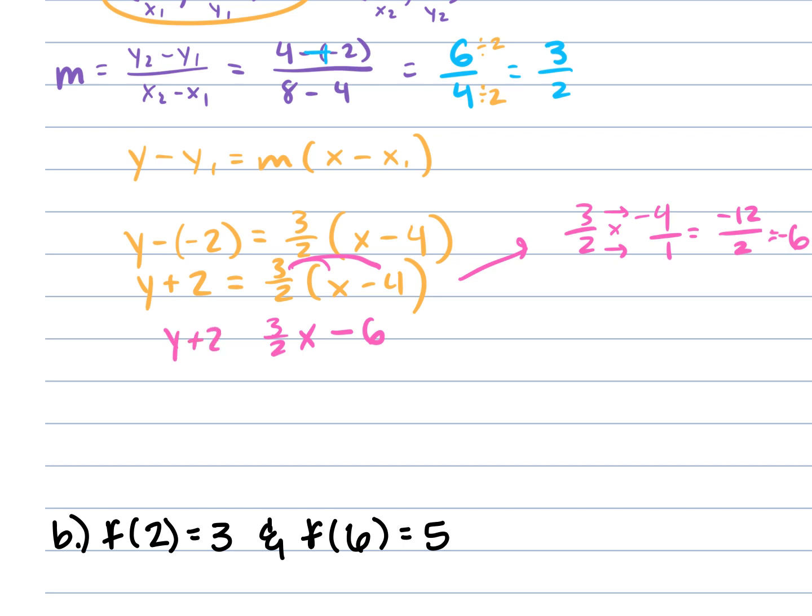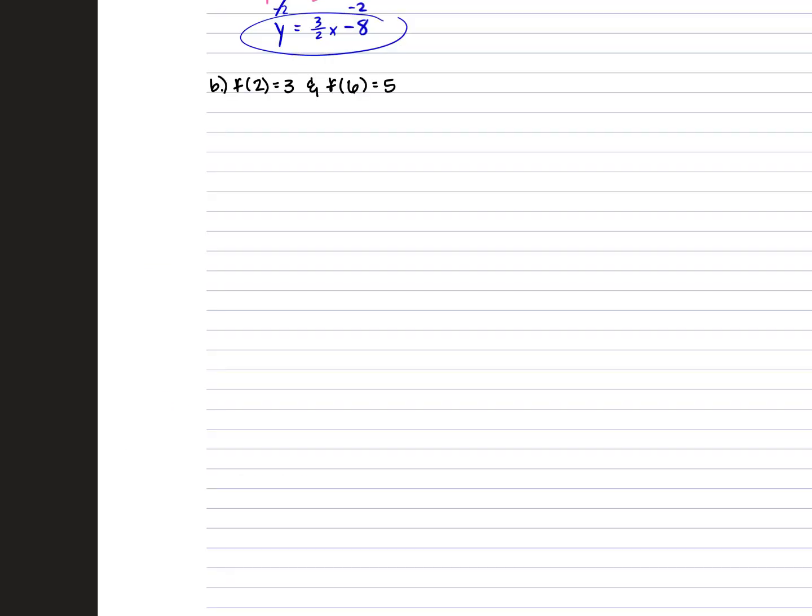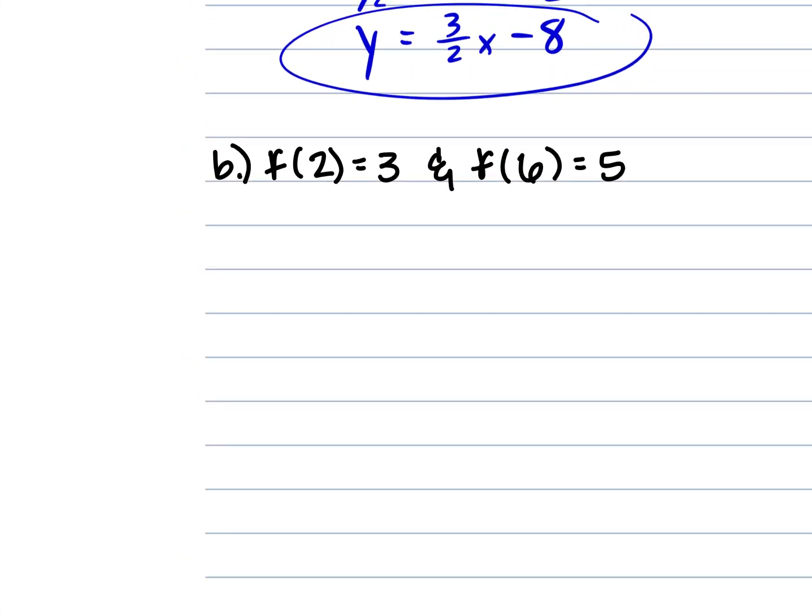So y plus 2 is equal to 3 over 2x minus 6. What's the last step? Subtract 2 on both sides. I need that y to be all by itself, so I got to move the 2 to the other side. So I have y is equal to 3/2 x. What's negative 6 minus 2? Negative 8. Perfect. So B.